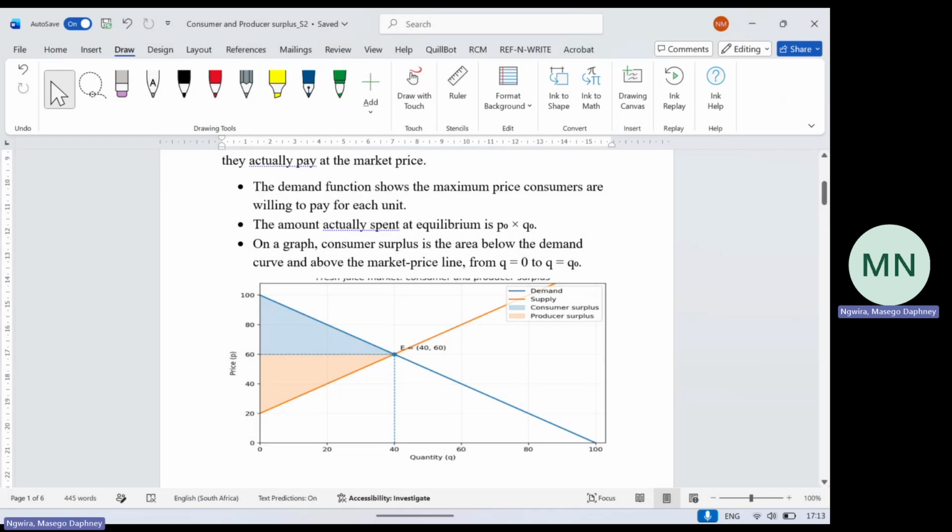It is the area above the market price line from 0 to Q0, where Q0 is this one. So from this graph, they are actually explaining your consumer surplus area. This is the area. And this one in orange is your producer surplus area.